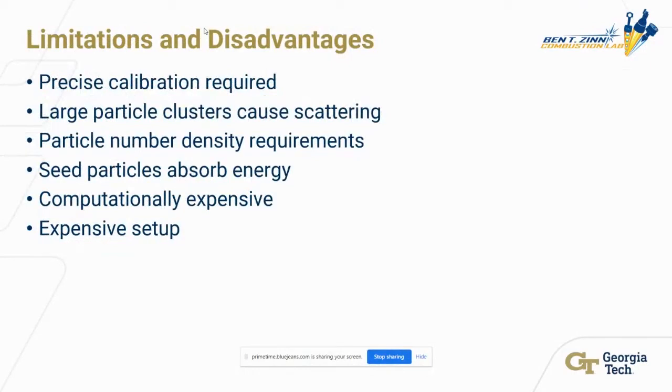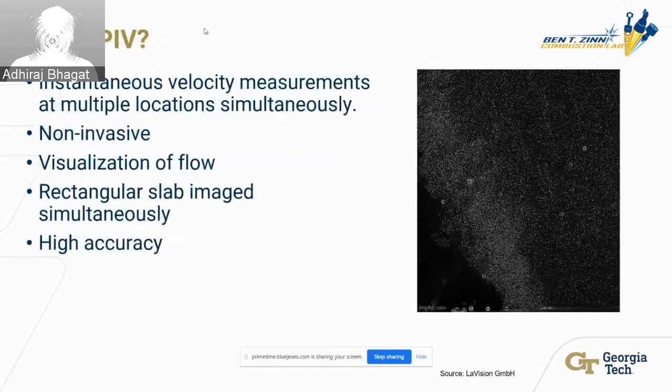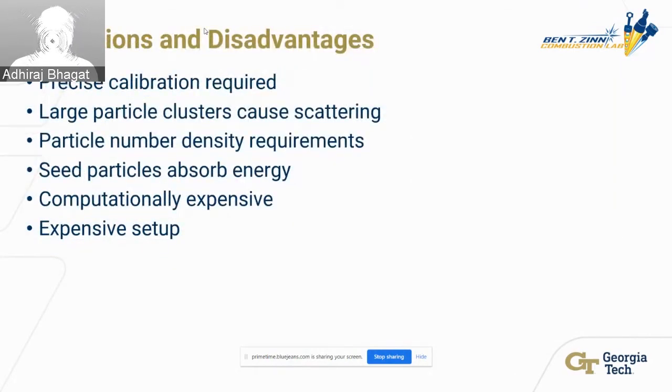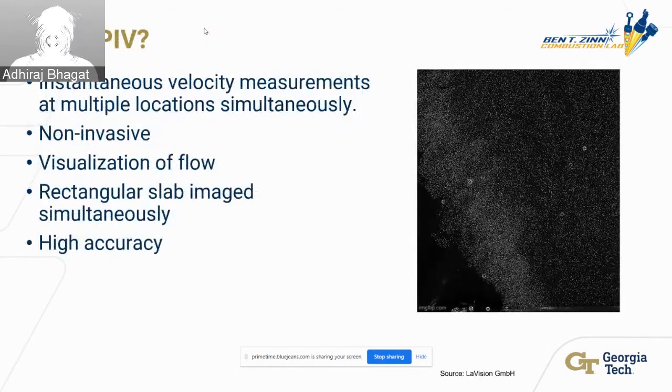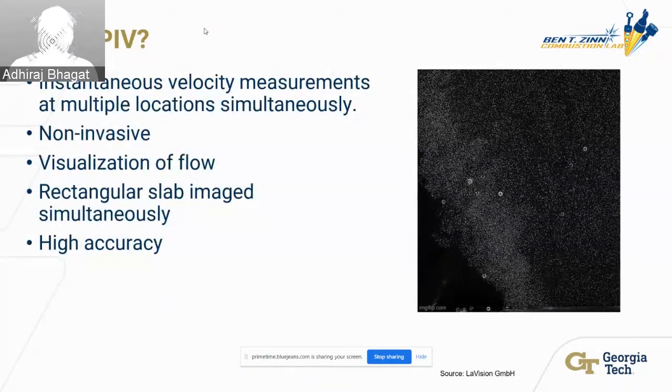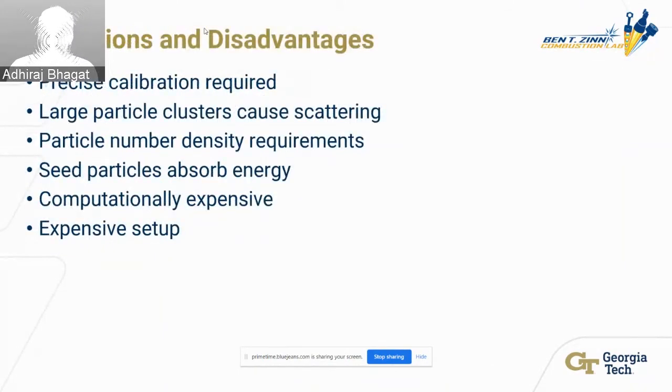There's obviously some limitations and disadvantages that come with most methods. So precise calibration is required. The image you saw in the previous slide, the height is about 50 millimeters and the width is about 25 millimeters. So when you're aligning your lasers and your cameras, you do that by hand. Small errors can cause large errors in your processed data. Sometimes your particles will cluster, and then there are large particle clusters that cause scattering. They might also not be in focus, as you can see with these really large particles, which look like they have halos around them. These are on these data points that could cause errors in your data.